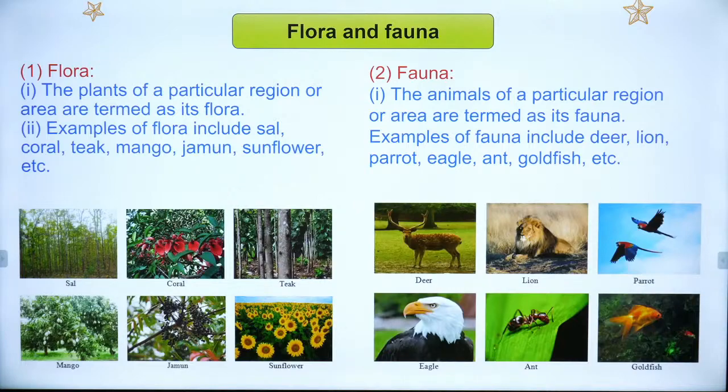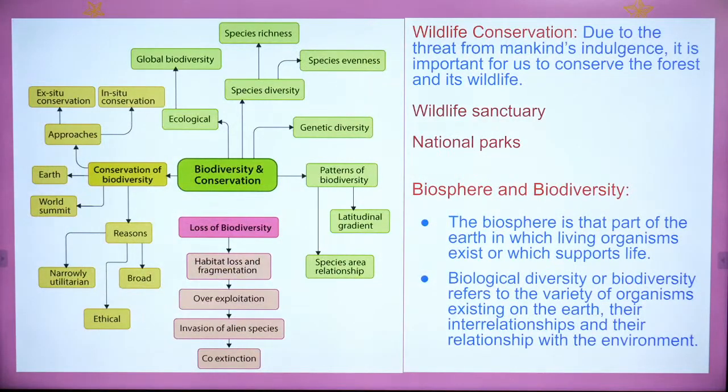Right? Moving on. Okay, so wildlife conservation. Due to threat from mankind's indulgence, it is important for us to conserve the forest and its wildlife. So there are different ways in which you can do it. There are wildlife sanctuaries, there are national parks. What do you mean by biosphere and biodiversity? Biosphere is a part of the earth in which living organisms exist. Biological diversity is the variety of organisms existing. So the ways in which you can protect biodiversity are wildlife sanctuaries and national parks, right?